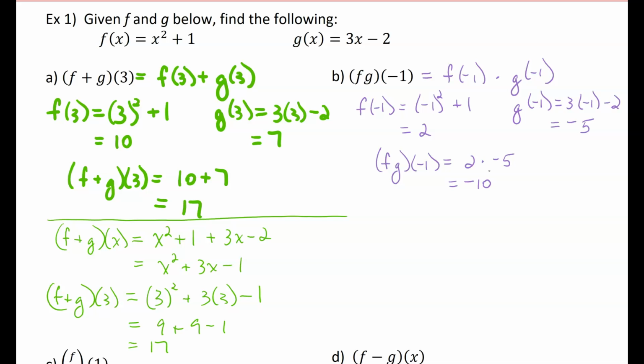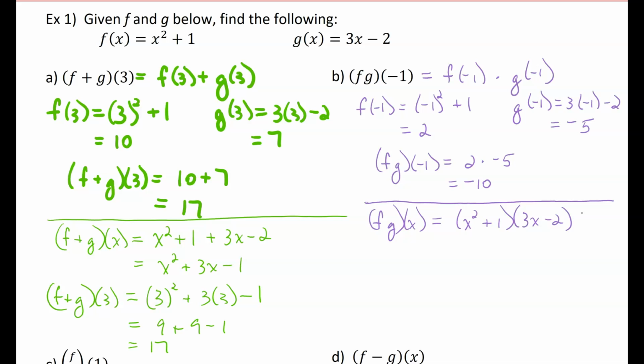All right. And again, I'm going to go ahead and show you the other way too, just so that you see we're going to get the same thing. So if I do f times g of x, again, I'm just multiplying f of x times g of x. F of x is x squared plus 1, and g of x is 3x minus 2.